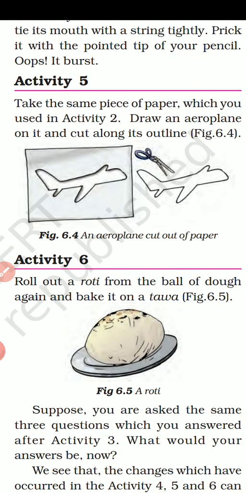Activity number 5. Take the same piece of paper which you used in activity number 2, draw an aeroplane on it and cut along its outline. Now you have got the aeroplane. Last time also you folded it and got the aeroplane; here you have drawn and cut and got the aeroplane. Now will you be able to get the original sheet of paper? Yes or no, you decide.